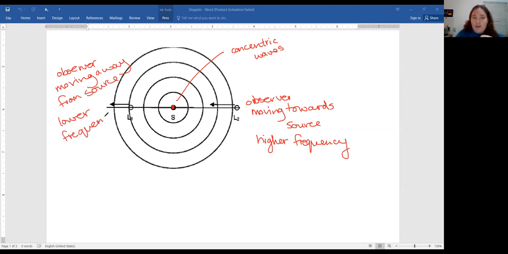Please, once again, I know I keep saying lower frequency and higher frequency. All of these refer to the observed frequency. The true frequency of the waves, as I mentioned at the beginning, does not change.